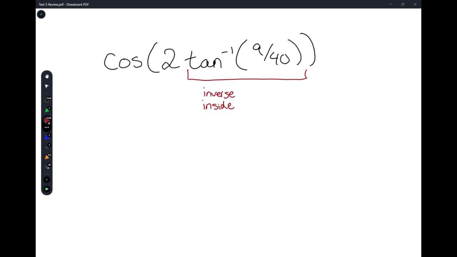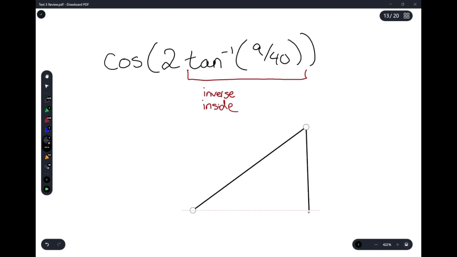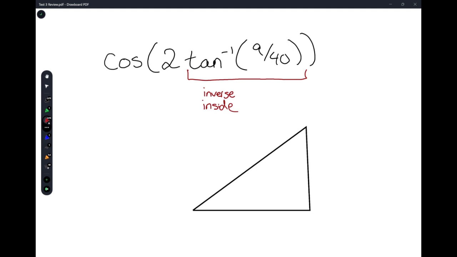Draw a triangle. Ooh, look at what I can do. Dang it. Inverse inside, draw a triangle. What do we know about this triangle? The hypotenuse is indeed 40. What else do we know?